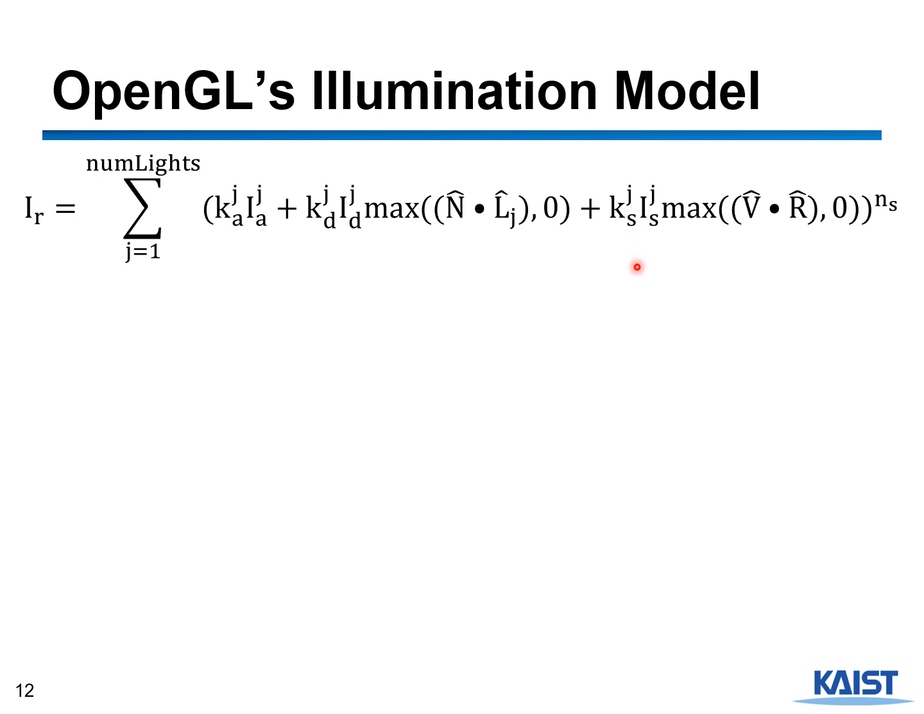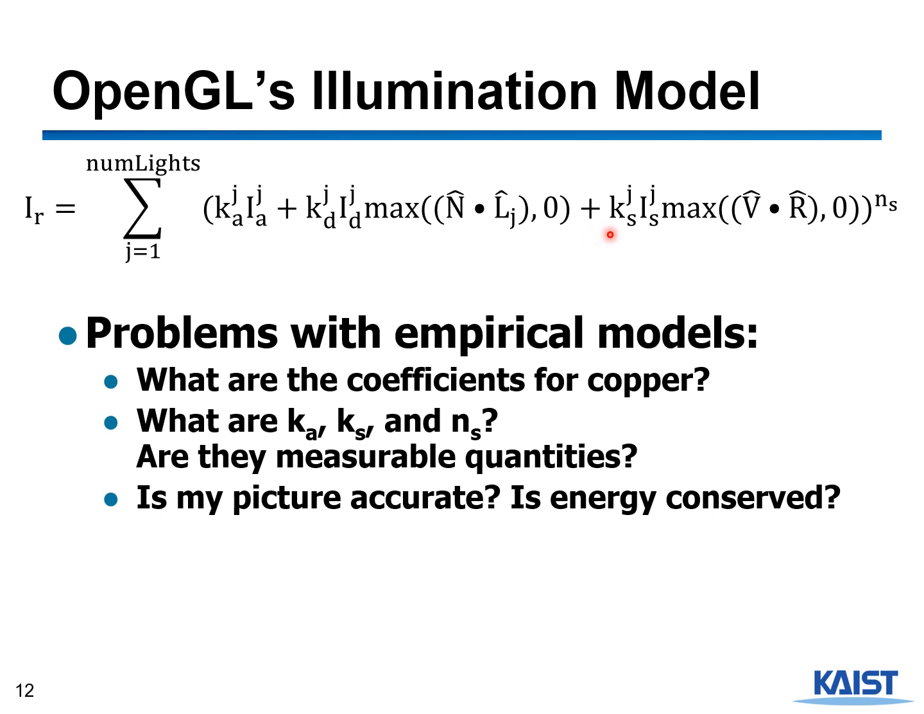And this is also used in OpenGL, the common OpenGL illumination model. This kind of model has been used a lot, but obviously it has a lot of limitations. Basically, these are simply empirical models. For example, if I wanted to represent a copper material, the question is, what are these coefficient values? What are the Ka, Kd, Ks?